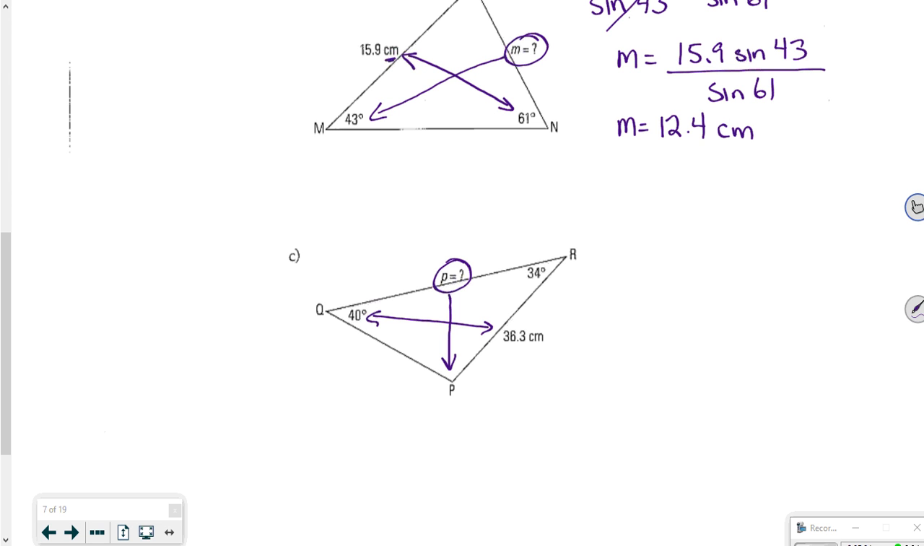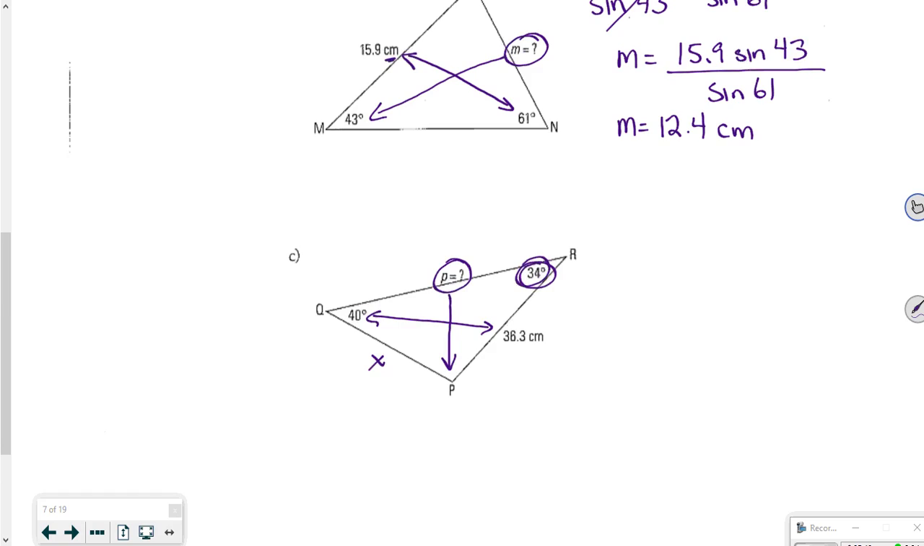If I try and do this with the 34 degrees over here, I'm not going to solve for side P. I'll end up solving for this side over here, and that's not what the question wants. So I can't use the 34 degrees and then get side P. It has to be angle P, straight across from side P. So I need this angle.